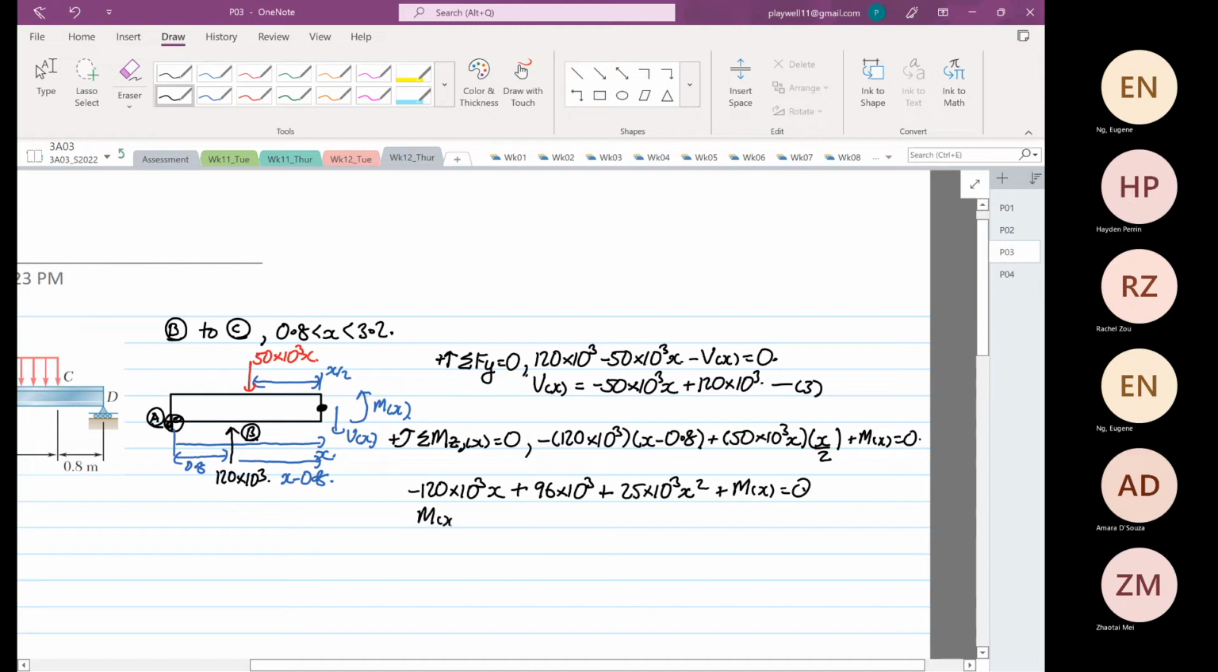So M as a function of x will be equal to minus 25 times 10 to the power 3 x squared plus 120 times 10 to the power 3 x, then minus 96 times 10 to the power 3. Okay, this is equation number 4.